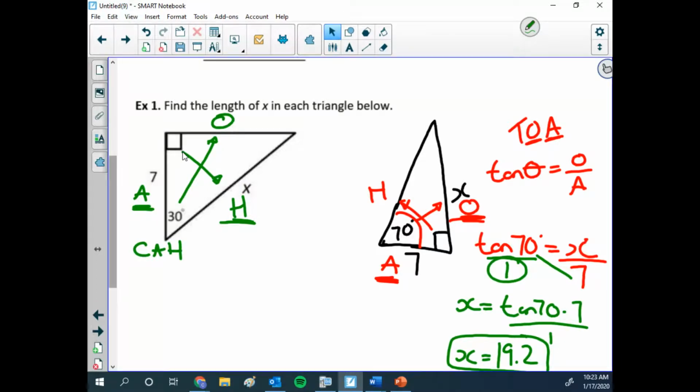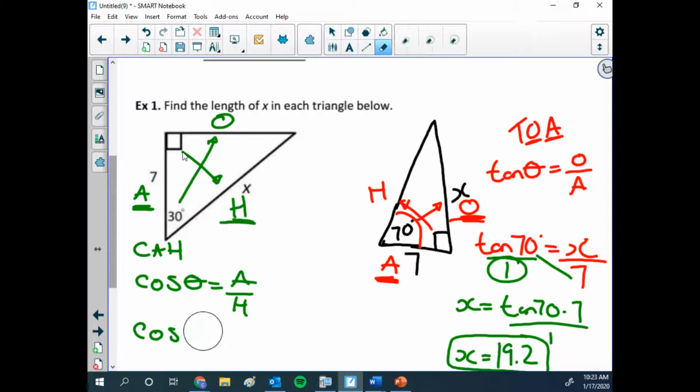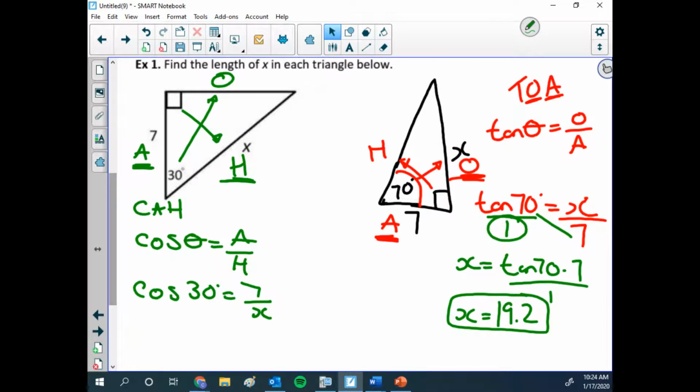At least you guys were able to set up cos theta is equal to A over H, and you substituted the numbers in. So cos of 30 degrees is equal to A, which is 7, over H, which is X. And then we're kind of like, how do I solve for this?